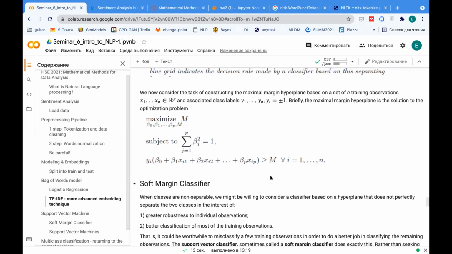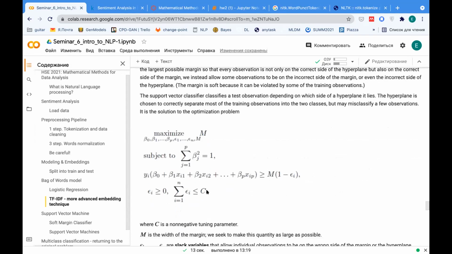And for the soft margin classifier, we have a very similar formula, but we also have these terms. They just show that in some cases we don't have a margin. We actually have some negative margin with some small coefficient. It just means that some examples were missed and they lie in the other half from where they should be.